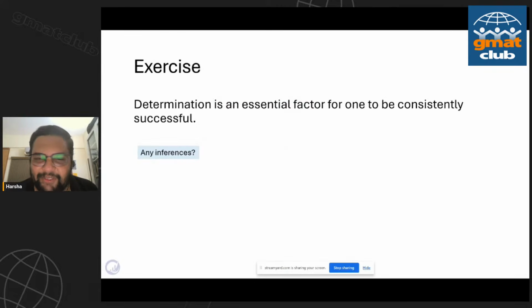Let's move. Here is your first exercise for the day, and we are going to be doing a lot of exercises. So, simple, there's a statement there. Any inference comes to mind? I look forward to seeing some answers here.